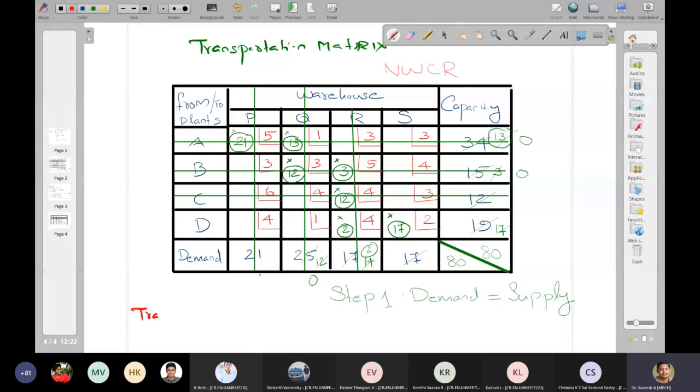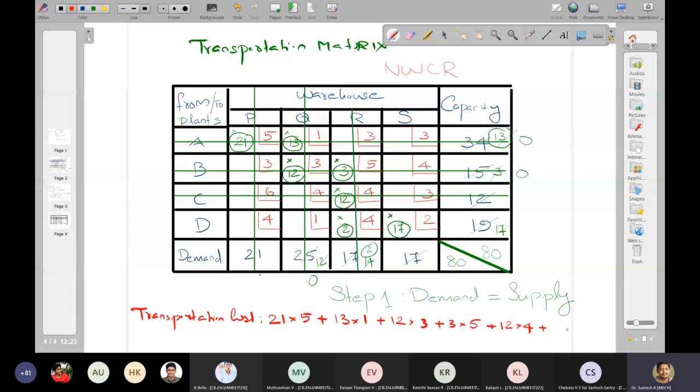How will you calculate the transportation cost? Transportation cost will be 21 into 5 plus 13 into 1 plus 12 into 3 plus 3 into 5 plus 12 into 4 plus 2 into 4 plus 17 into 2.